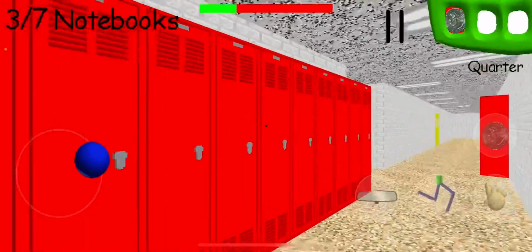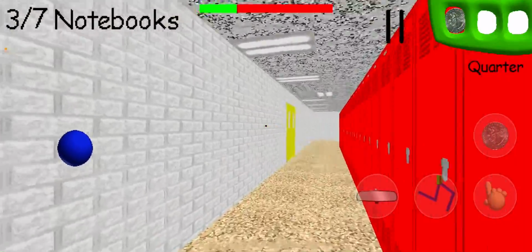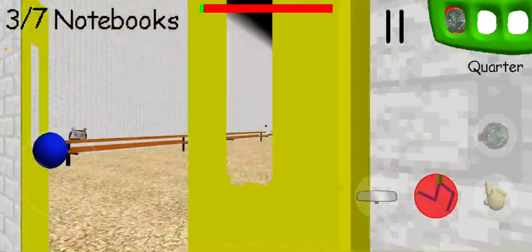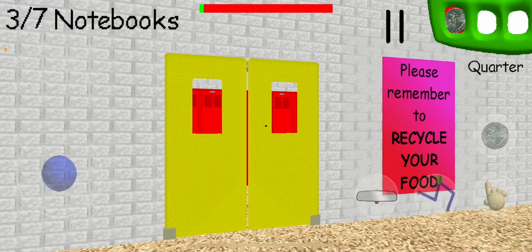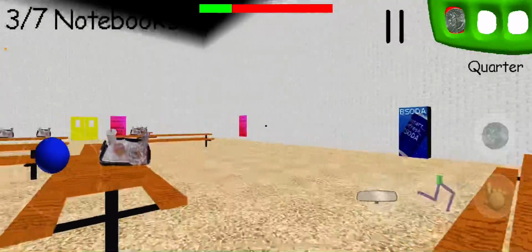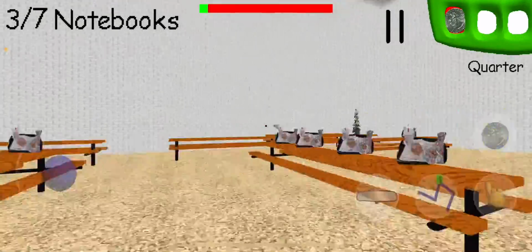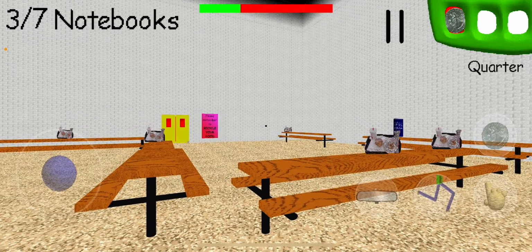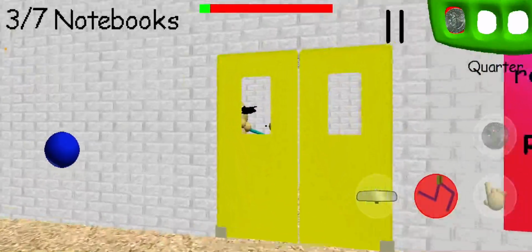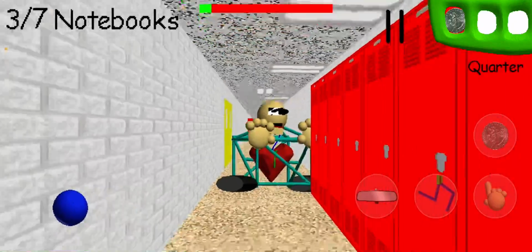Which side is he coming from? Where is he? Oh, he's right there. Oh no. Shortcut. Crap. Recharge my energy. Recharge energy for now. Oh no. Please push me. He's not gonna push me.